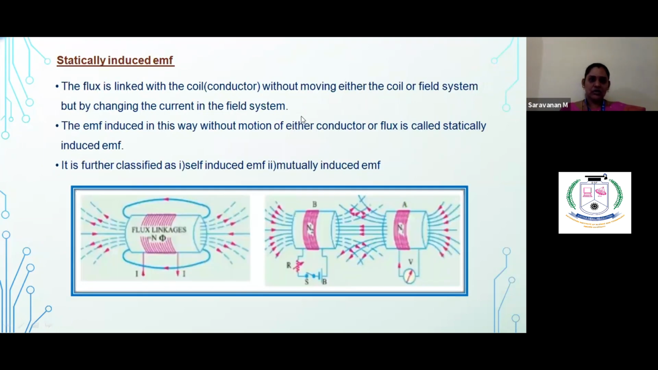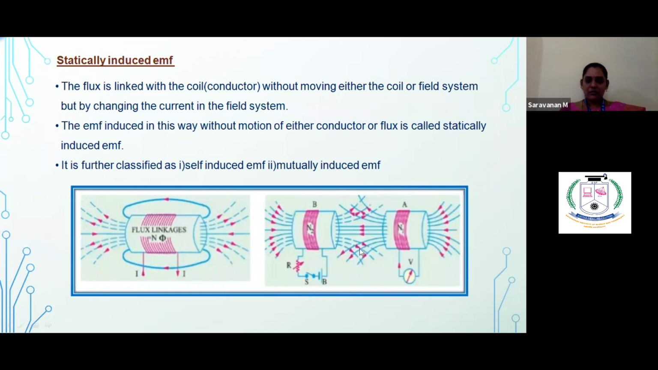Here, as the current flowing through this coil of N turns is changing, the flux linking with the coil is changing. Because of that, the EMF is produced. So everything is taking place within the same coil, and this type of EMF you call self-induced EMF.